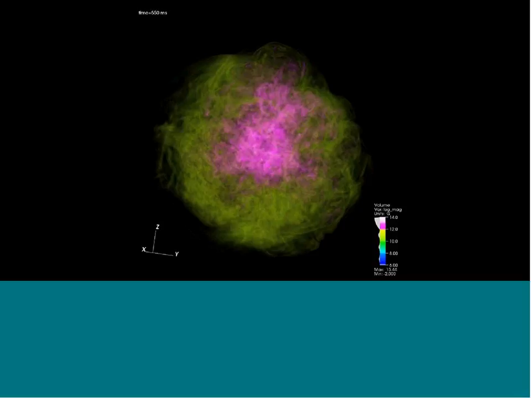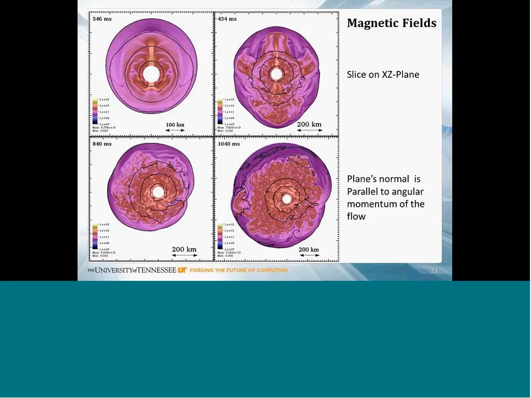All in 1 second of physical time. Through the slices, here is the slice parallel to the XZ plane. Here we see the magnetic field start to build up around the axis because of the compression when the SASI starts to oscillate.